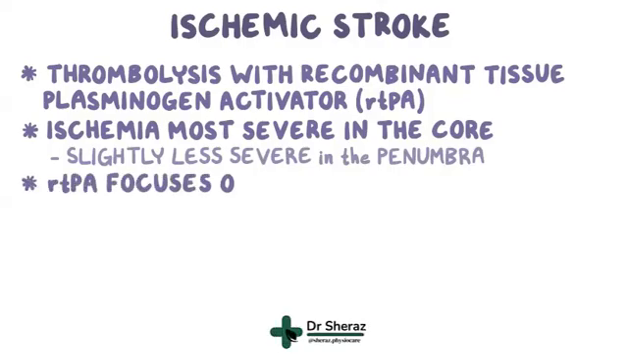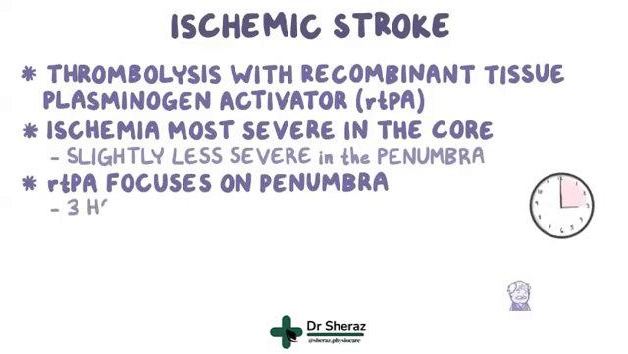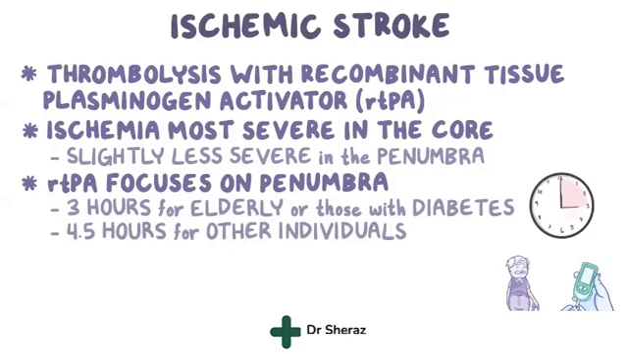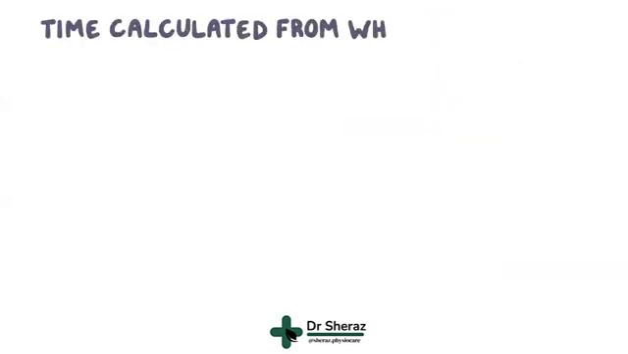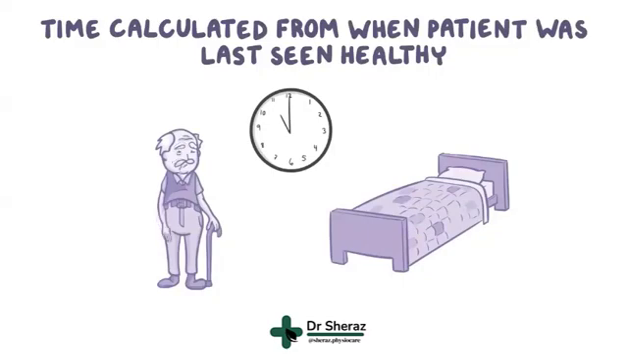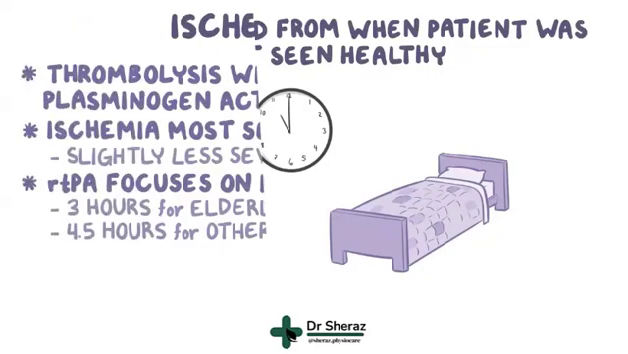RTPA focuses on the cells of the penumbra, which is why it is time-sensitive and should be given within 3 hours of symptom onset for elderly individuals, or those with diabetes, and within 4.5 hours for other individuals. This time is calculated from when the patient was last seen healthy. So if a patient went to bed at 11 p.m. healthy and woke up with symptoms of stroke, the time begins from 11 p.m.